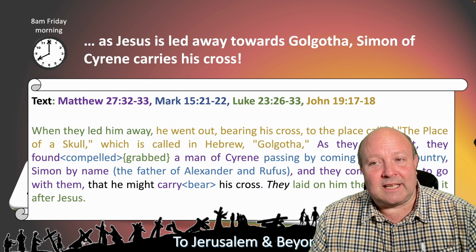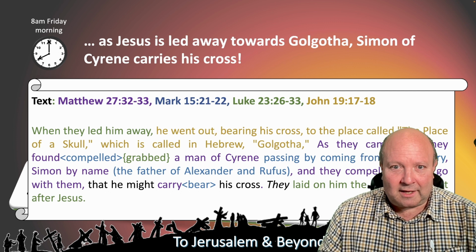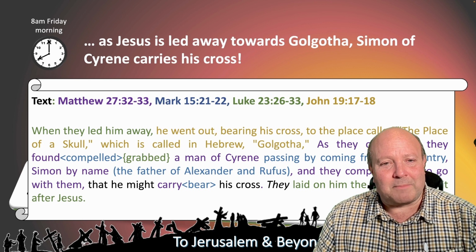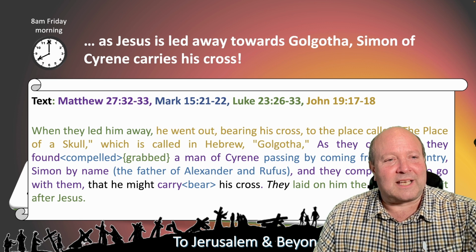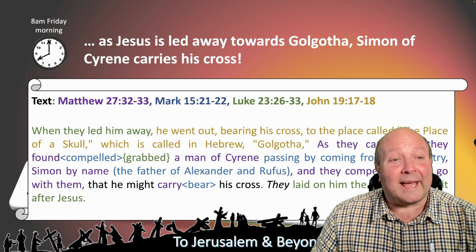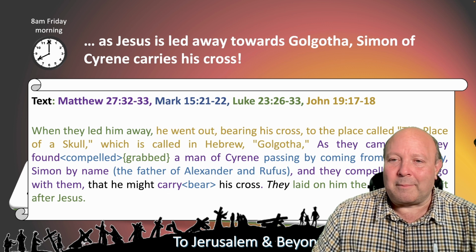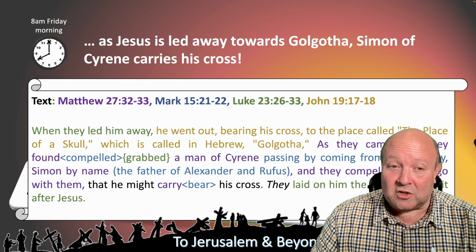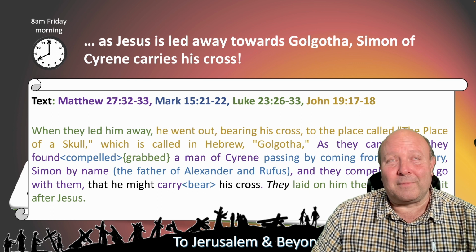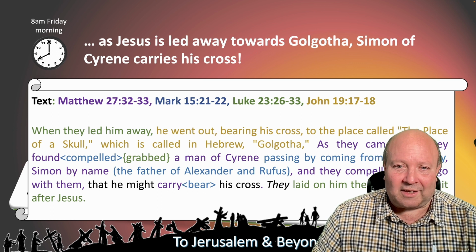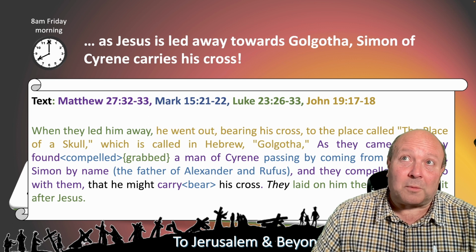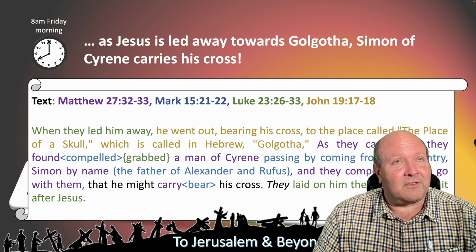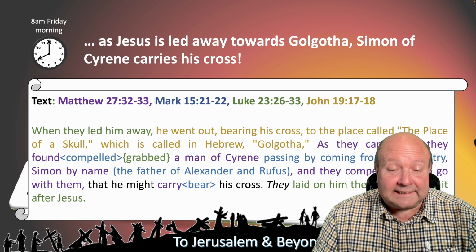Now, it's interesting that this man, Simon, it says actually Simon by name. Simon should be in black, not in purple. If you remember, black is when it appears in more than one gospel, because Simon appears in some way or other in all three of the synoptic gospels, described at different levels of clarity.